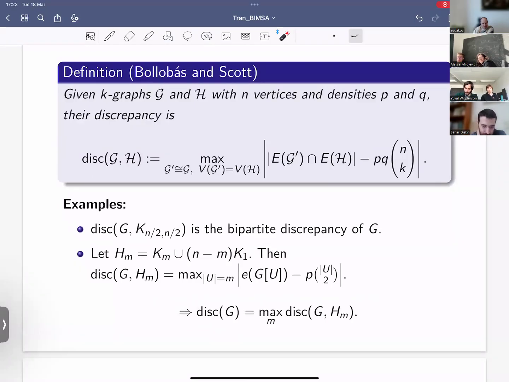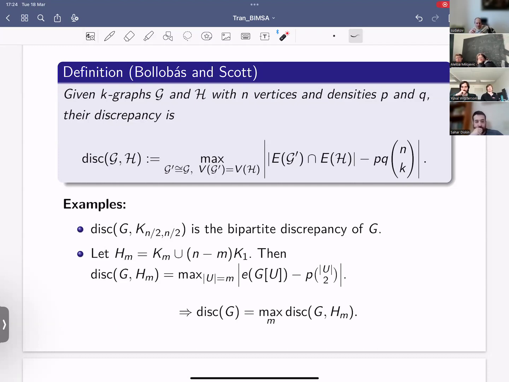And by taking S from a specific family, we can get many interesting graph parameters of G. For example, let's consider the graph K, and we take S to be the complete bipartite graph K_{n/2,n/2}. Then the discrepancy of the pair G and this complete bipartite graph is the so-called bipartite discrepancy of G. This was introduced by Erdős et al.